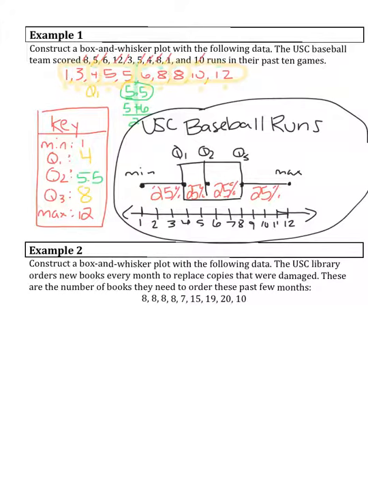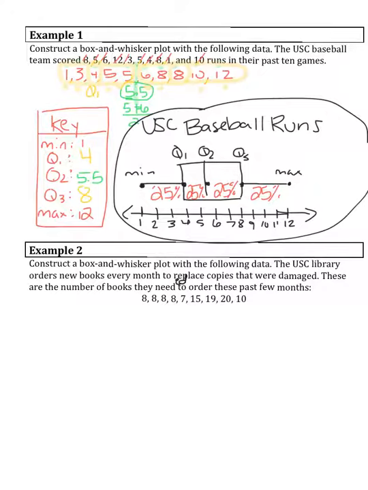The USC Library orders new books every month to replace copies that were damaged. These are the number of books they needed to order these past few months. Okay, first step, you guys know it. We're going to put these numbers in order from least to greatest. That will help us to find our 5 key values.